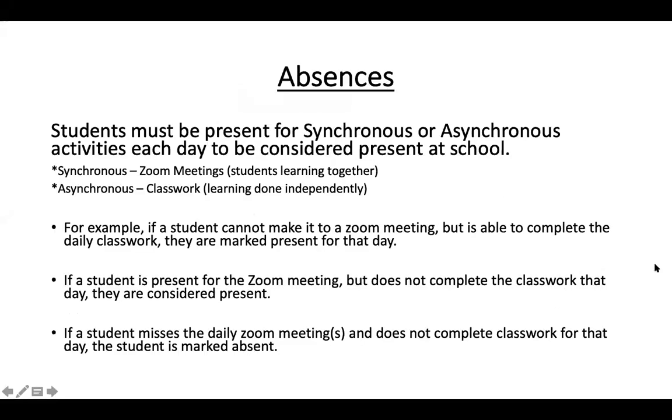I want to start by talking about absences. So students must be present for synchronous or asynchronous activities each day to be considered present at school. A synchronous activity is a Zoom meeting where we're all learning together. We're all doing the same thing. An asynchronous activity would be considered the classwork or homework, something that they're doing independently.